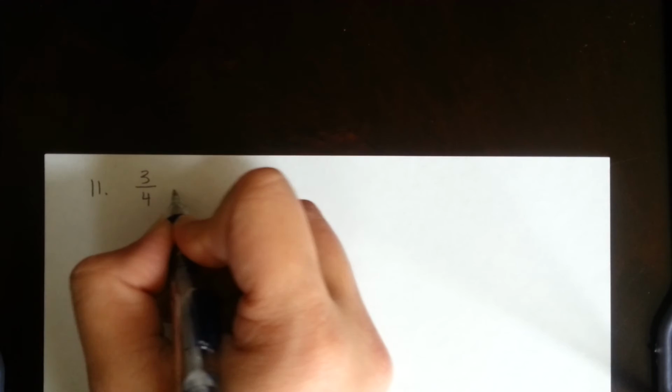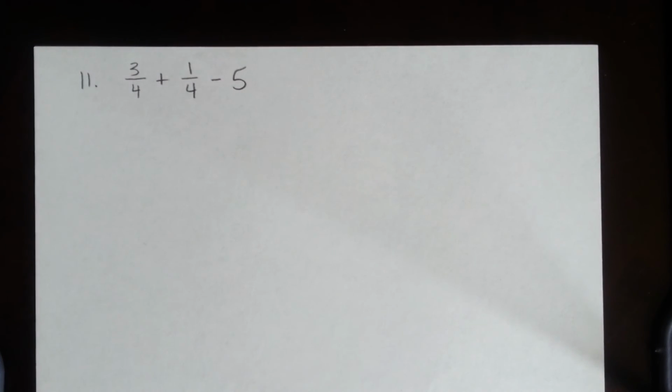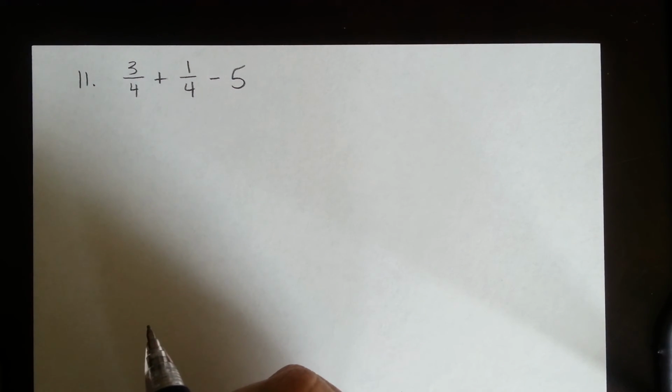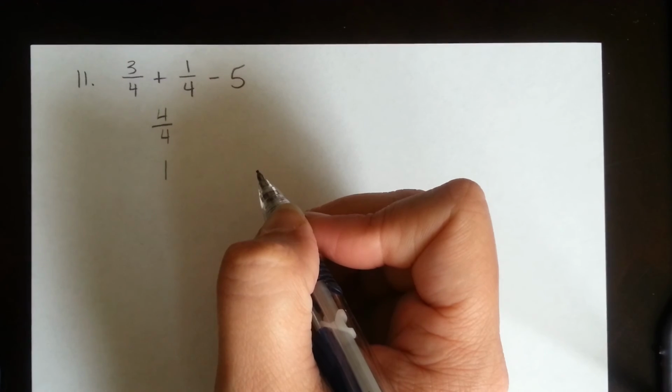Next example, number 11. We have 3/4 plus 1/4 minus 5. Now once again, this is a little different because it's not just positive and negative whole numbers. This time we're looking at some fractions, but we still want to follow our integer rules. So these two are positive, so we want to add the numbers and keep the sign. So 3/4 plus 1/4 would give us 4/4, which is the same as writing the number 1.